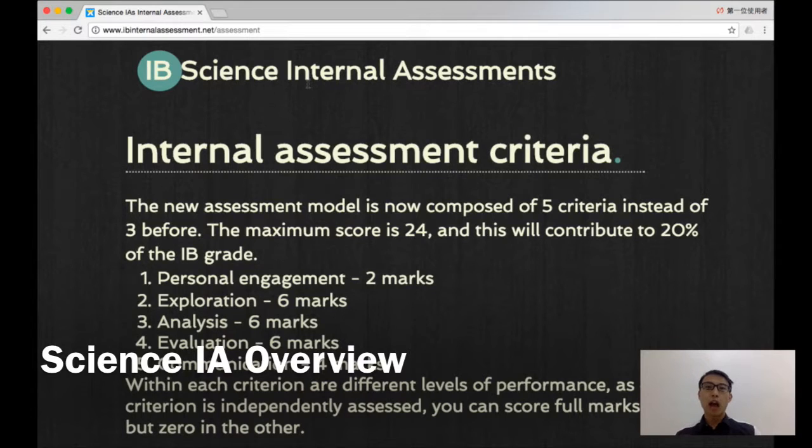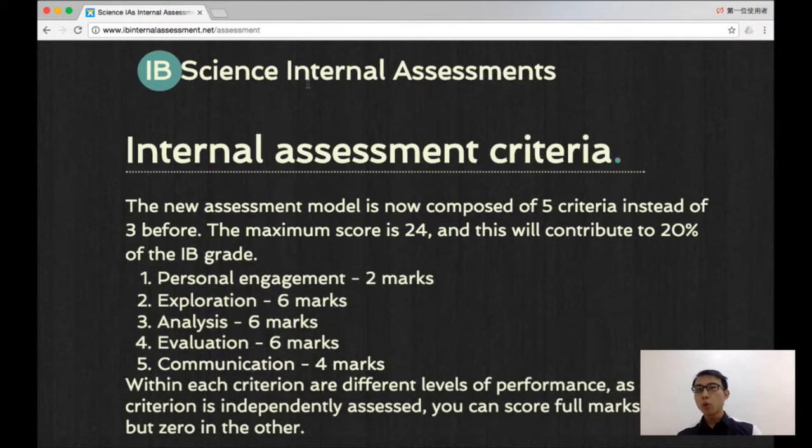In this short video, I will tell you guys how your science IA will be graded, and what the IB is looking for, and give you this overview so that you know how to do your IA properly. Now, first of all, we have 5 criteria in total. The maximum score you can get is 24, as you can see right here.